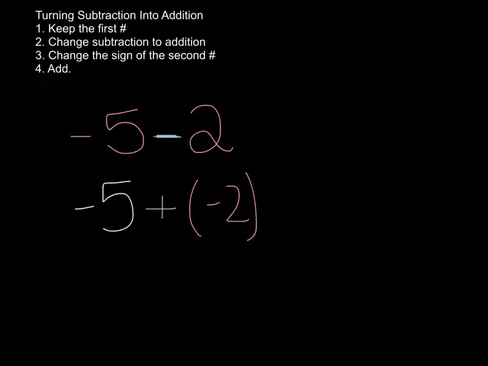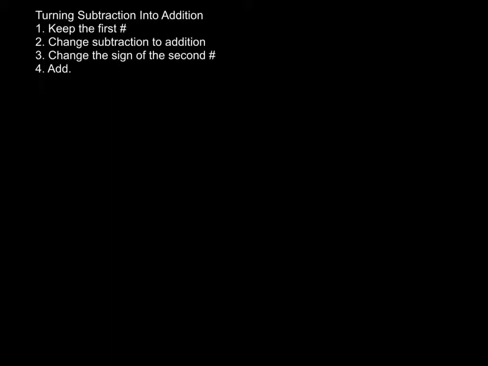And now I see negative 5 plus negative 2. I know that when I'm adding two negative numbers, I just add the numbers and keep it negative. So negative 5 plus negative 2 is negative 7. This is an example where it would be helpful to rewrite it as an addition problem. Let's try another one. Let's do negative 15 minus negative 2.